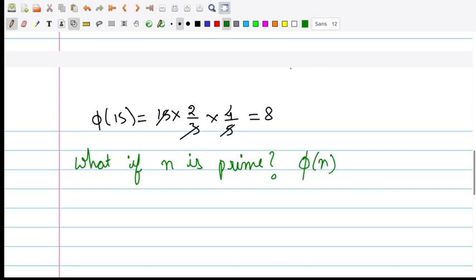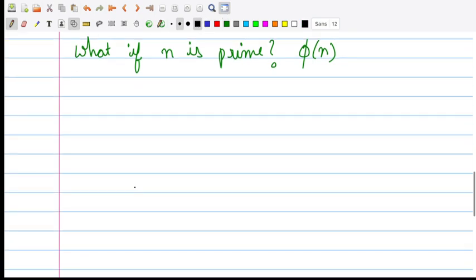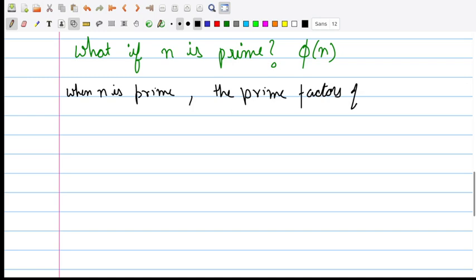Okay, so when n is prime, all right, let me just scroll up a bit. When n is prime, what will be the prime factors of n? The prime factors of n will be n itself, isn't it? That will be the only number.